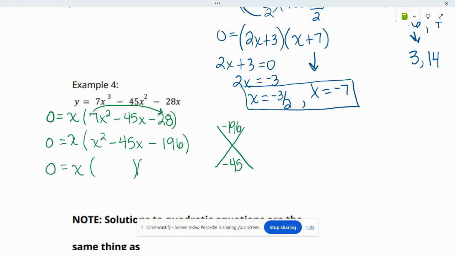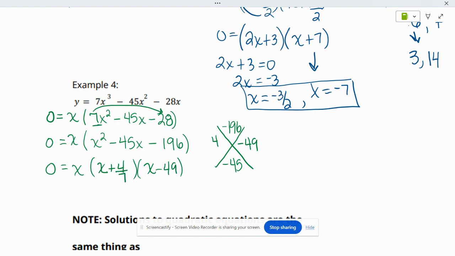So let's figure out what those two numbers are. And then we're going to have to do some dividing. So negative 196 divided by x. It's going to be a big and a small number. What about 4? There you go. Positive 4, negative 49. That means I have the first factor of x plus 4, the second factor x minus 49. But don't forget, we multiplied.